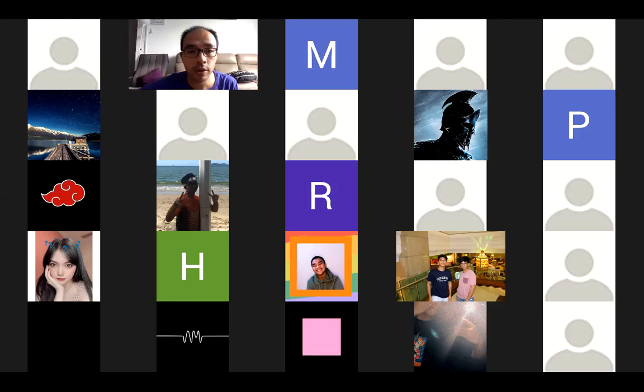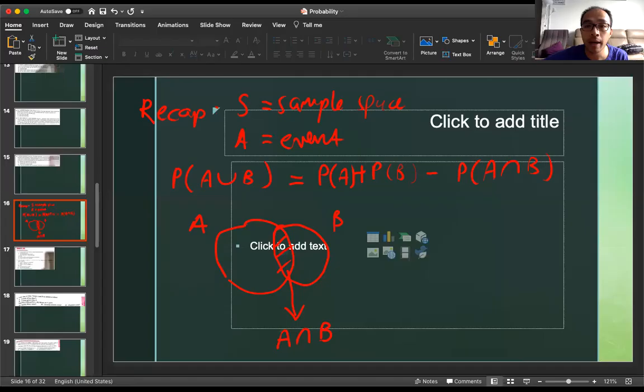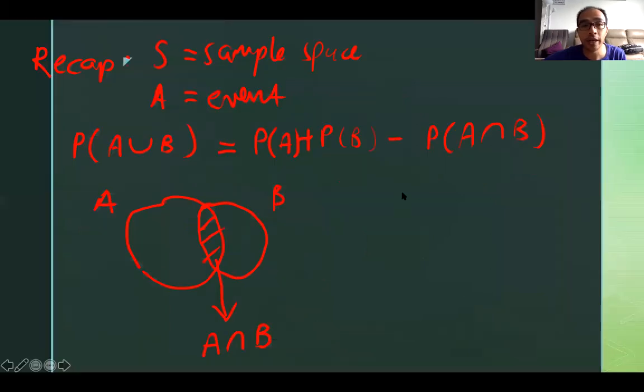All right, hi everyone. Today we're going to continue our study on probability. We're going to start off by doing a short recap of what we have learned before. In the first subtopic, we covered what it means to have a sample space.